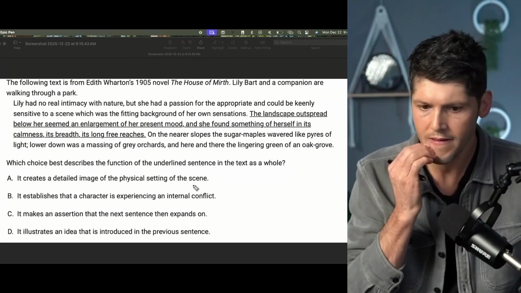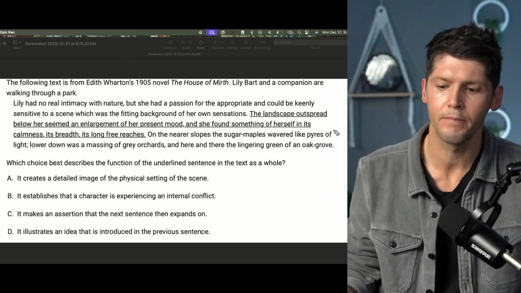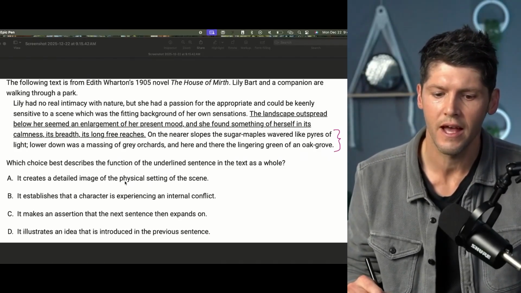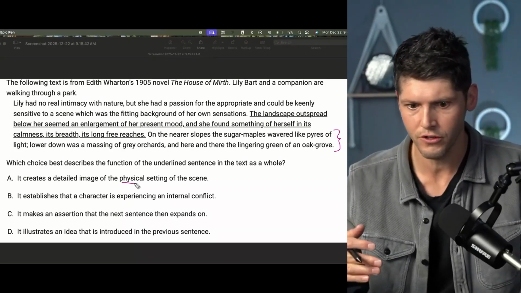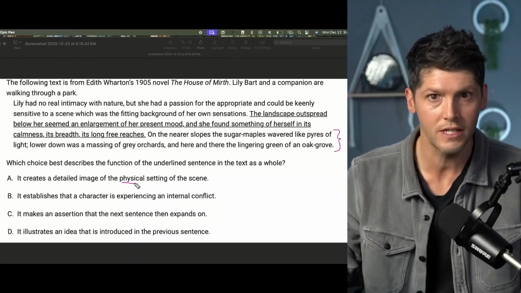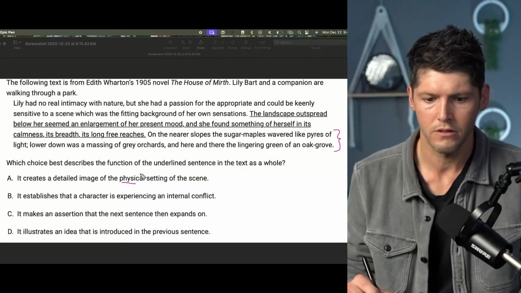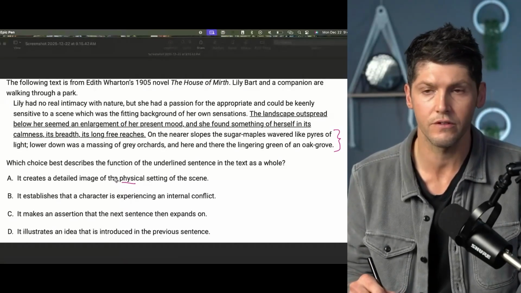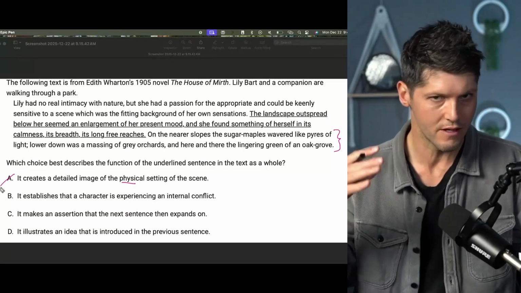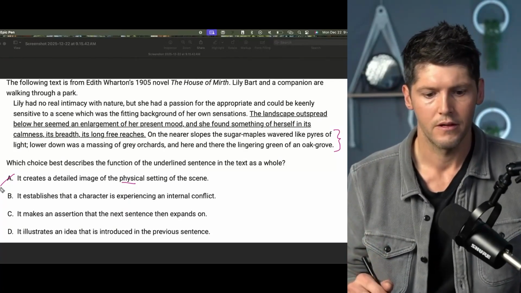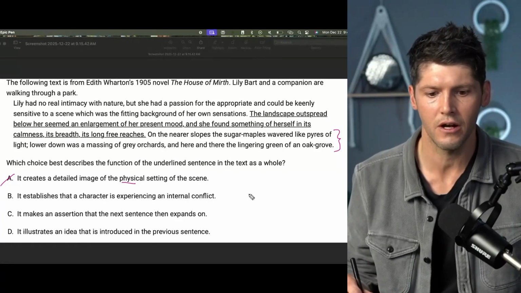Now, that sounds pretty good about the whole passage, but if you look closely, the third sentence gives us actual physical details, right? It talks about the orchards, the colors, the trees, all that stuff. So does that sentence that we've been asked about describe the physical setting? The answer is no, it doesn't. The passage has some physical details. That sentence does not.